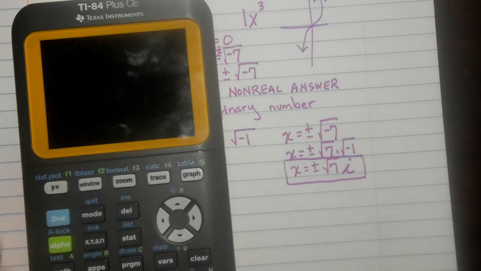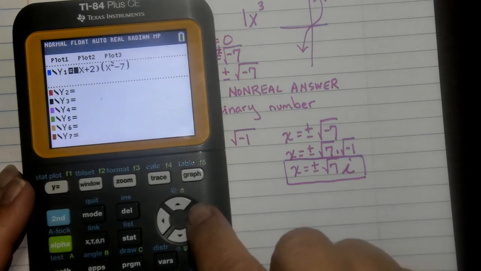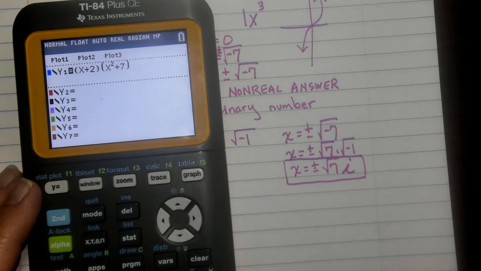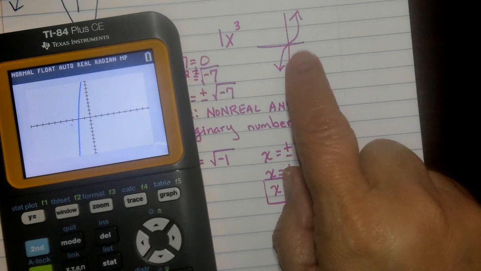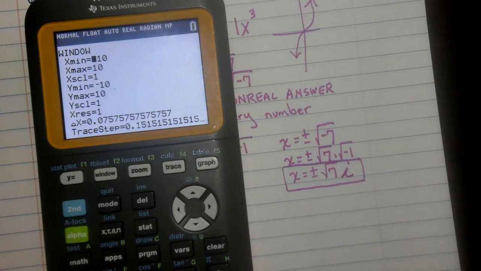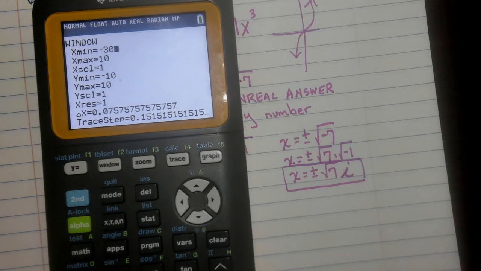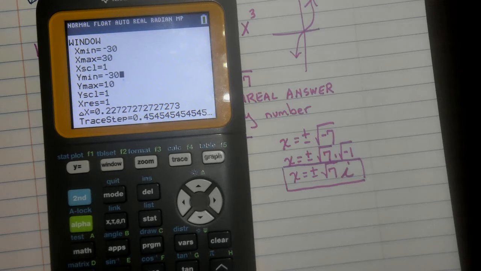If you go to your y equals, all I really have to do is come in here and change this minus sign to a plus sign. And then I graph it. Well, I see that, and I'm like, wait a minute, I know it's supposed to do this end behavior. So I'm going to go to my window, and instead of only going to tens, I'm going to put everything to 30. So negative 30 to positive 30. And then on my y's, negative 30 to positive 30. And now I'm going to graph it.